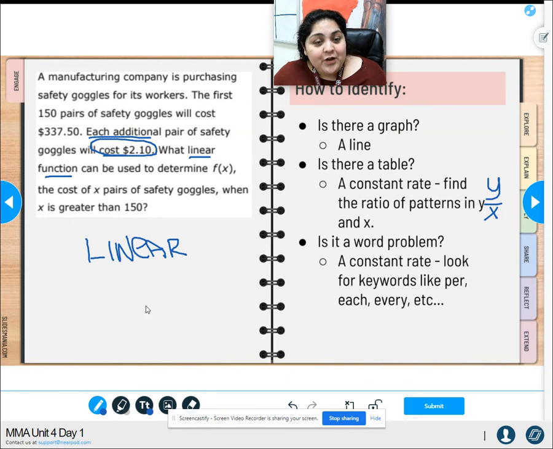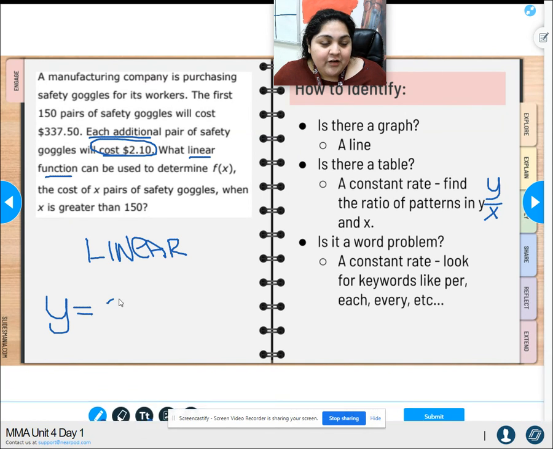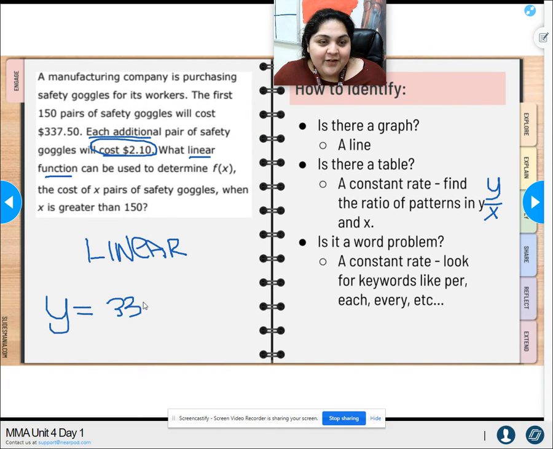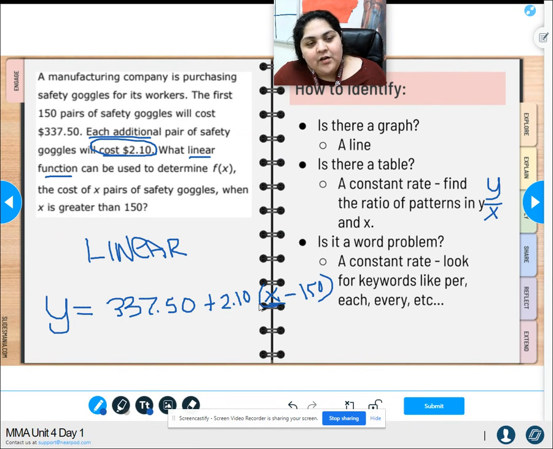And then when you write the equation, you'll see, like, let's try this one. y equals, they're paying 337.50, plus they're going to get $250 for each pair, but each pair after the 150. Okay, so notice there's only one x. The exponent for the x is a 1. So an exponent of 1 will mean that this is linear.